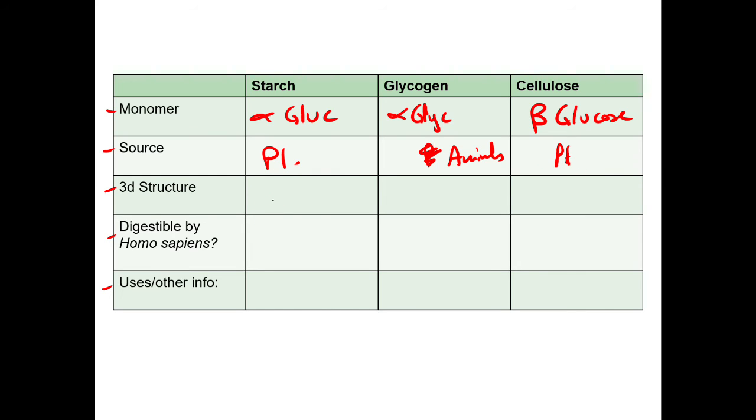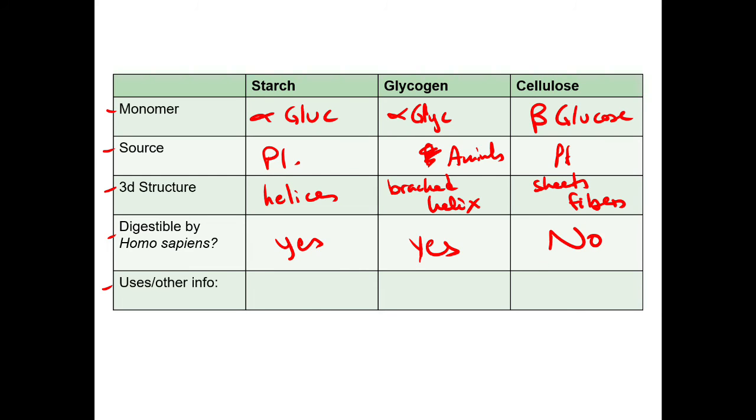Three-dimensional structure is helices. Glycogen is branched helices. And then cellulose is sheets and fibers. Digestible? Well, yes, of course. And then glycogen, yes. It's why we make it and store it, because we can break it down again for energy. And then cellulose is no, we cannot digest it.